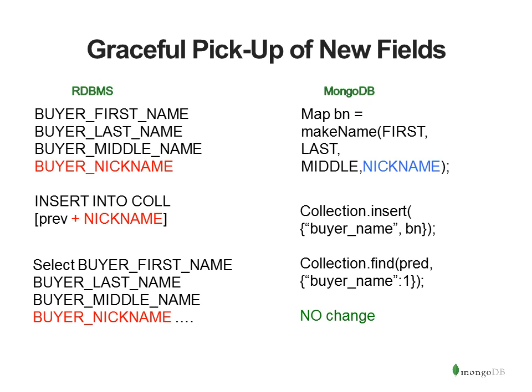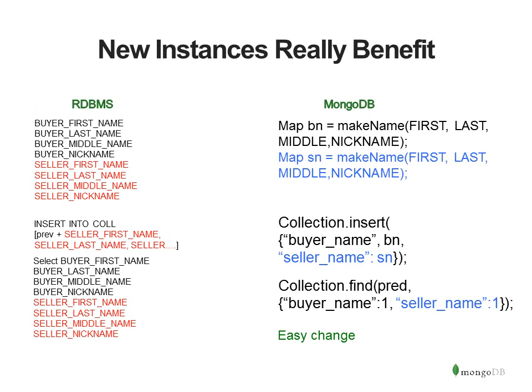Now, where this becomes really interesting is when it's not just the buyer's name. Suppose I have the seller's name and the lawyer's name or anybody else's name. On the left-hand side, I've got a lot of very tedious work to do to essentially copy all those individual columns.